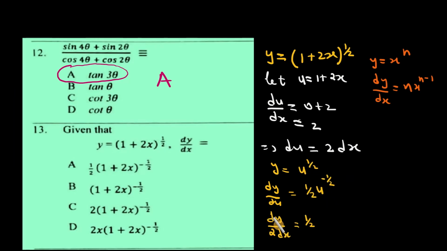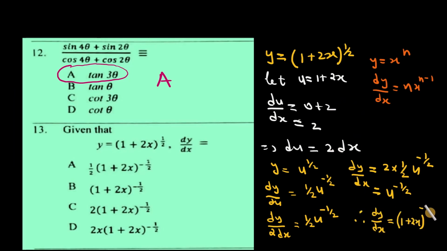That means dy over 2 dx equals half u to the minus half. Multiplying both sides by 2, this 2 we cancel. I'm going to have 2 times half u to the minus half. 2 cancels here, I'll have u to the minus half. But u was equal to 1 plus 2x. Therefore, 1 plus 2x to the minus half, which is this one.